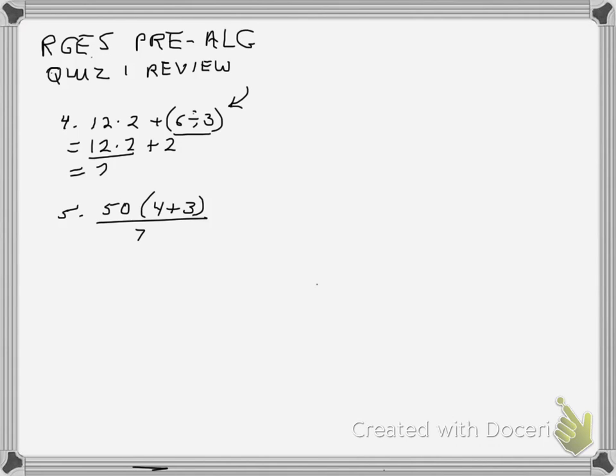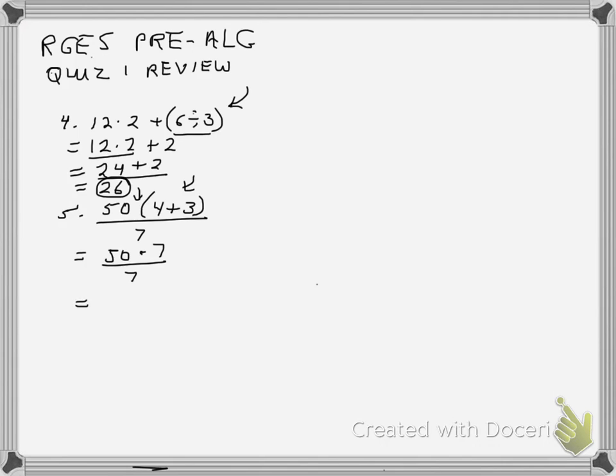12 times 2 is 24 plus 2 more. Then our final step is to add those two together. 24 plus 2 is 26. Now, some of you, I would just recommend that you go a little more slowly as you're doing this. In the next one, we need to do what's in the parentheses first. So this equals 50 times, because there's no sign between the number there and the parentheses, so that's going to be a times, 4 plus 3 is 7 over 7.